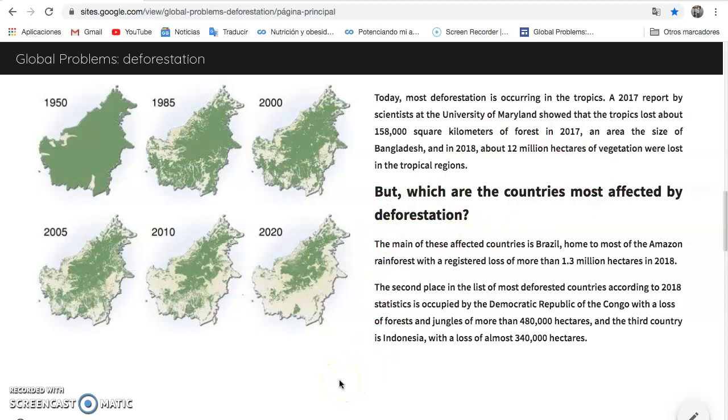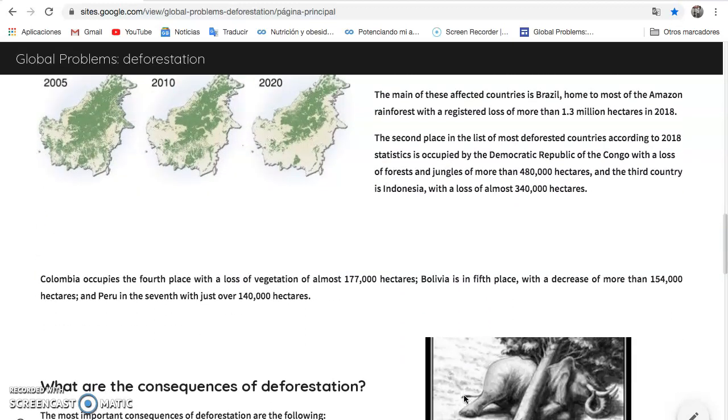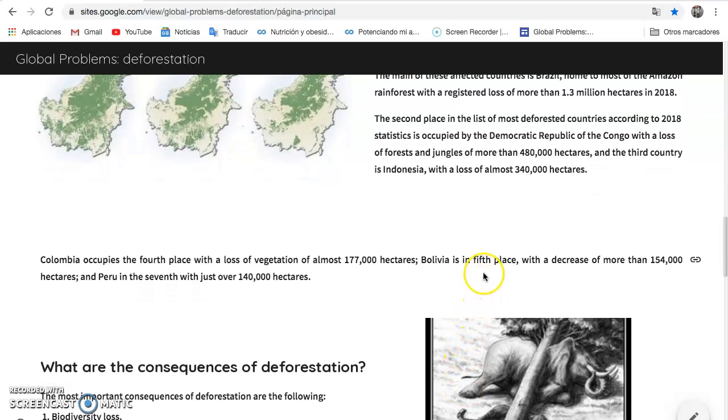To answer that question, I chose the main 5 affected countries. The first of them is Brazil, with a great loss of the Amazon rainforest in 2018, and then there is the Democratic Republic of the Congo, and then there are Indonesia, Colombia, Bolivia, and Peru, according to the degree of deforestation.